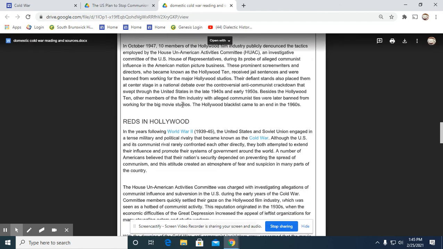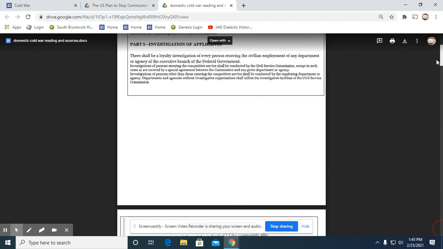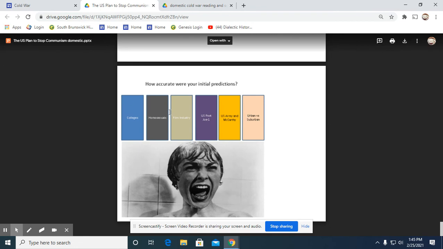We also have the reading here as far as the Reds, Americans building bomb shelters. And that's it for your responsibility on the domestic issues. Keep in mind, I probably will hold you accountable for this chart. That's it.